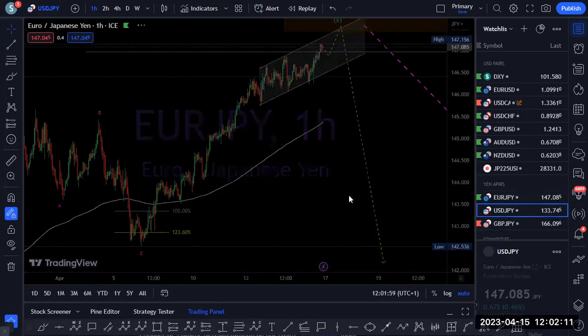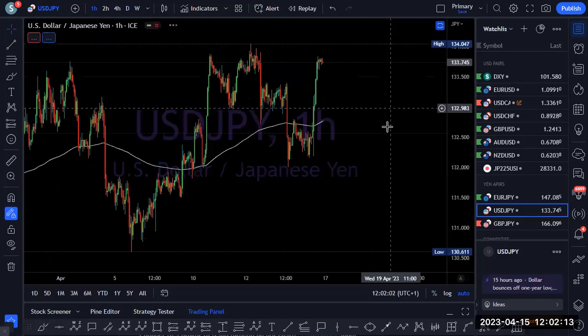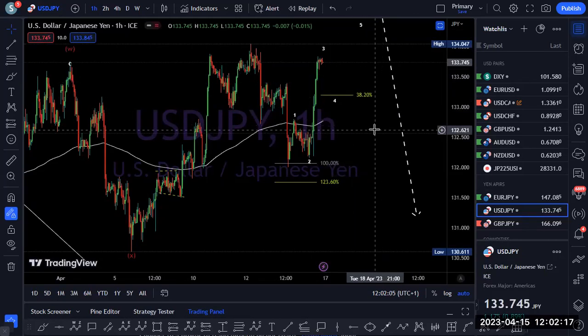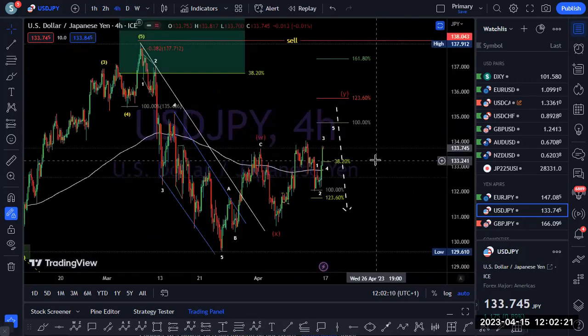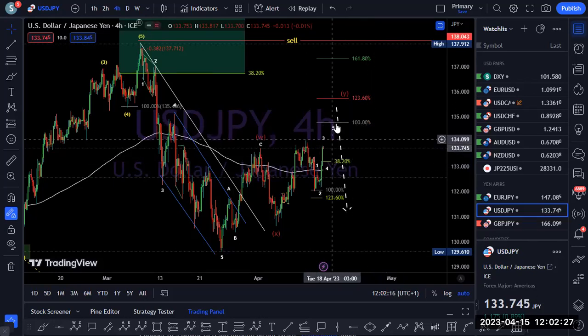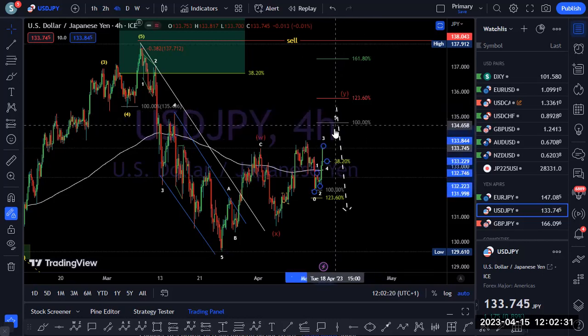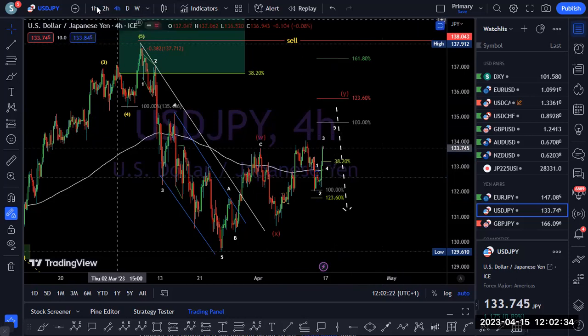USD JPY. USD JPY, what do we have? The structure seems somehow different from other JPY pairs. Okay, we trade what we see. We don't trade what we think. So I'm looking for the price to go higher. Can it enter this reversal zone? I don't know. So maybe we check 1 hour.